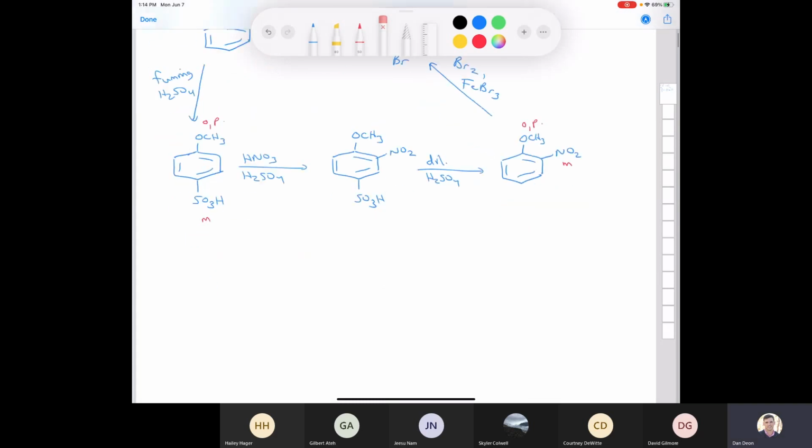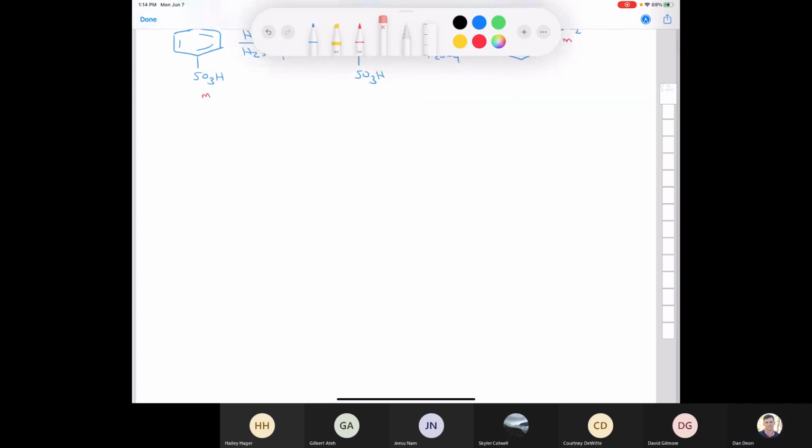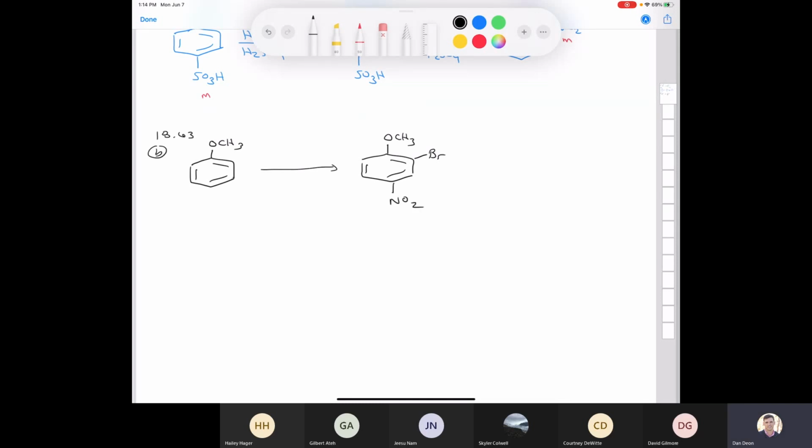All right, so 18.63b. Moving on to 18.63b, what you'll notice is that we're starting with the same compound, anisole. Now we're going to make a regioisomer of the previous compound, except we're going to put the bromine ortho to the methoxy group, like that. And we're going to put the nitro here.